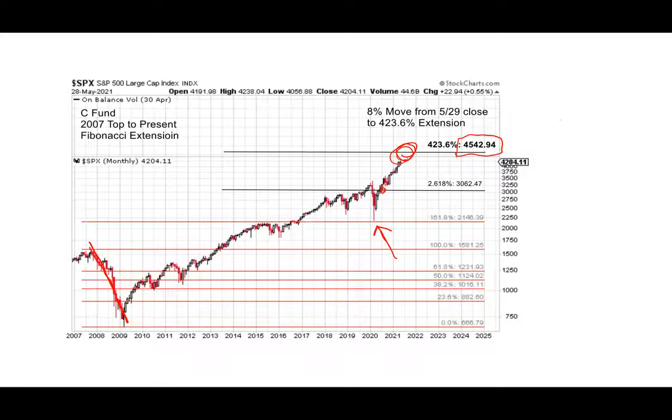So I did this chart at the end of May. We had an 8% move higher from the May close would get us to that 423.6 extension. So this distance we have to move right here to get there is 8% higher. So the target, best case scenario, is 8% higher based on this 2007 to 2009 move. Okay.